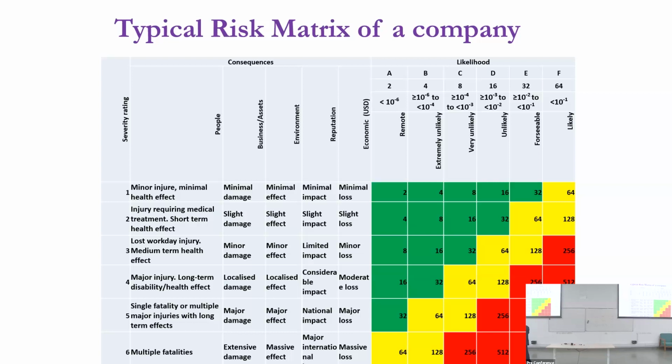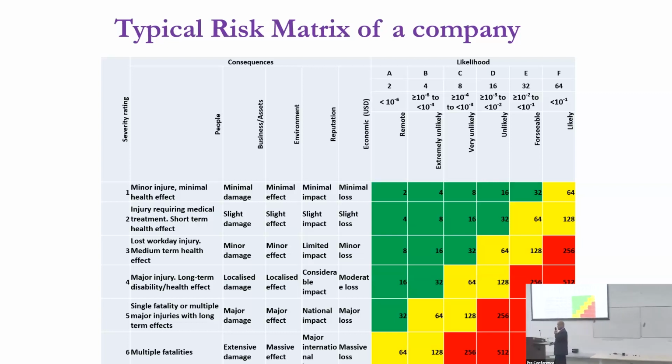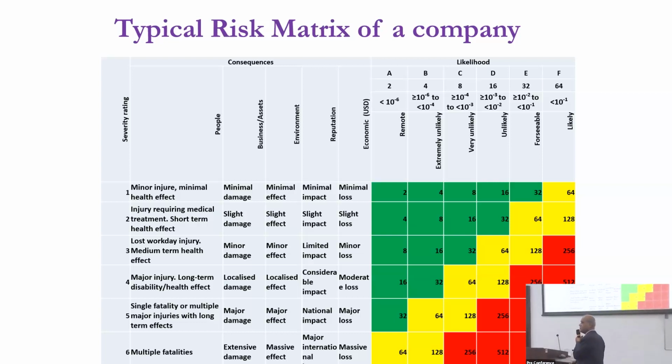The environment, it can cause a small effect, and there are pollution control boards. Every state control board will take care of emissions from the factories. That is what is taken care of about the environment. The reputation, as I mentioned, it can go to the press. It can cause harm to the company's image. So these are the various ways this risk matrix is made for a company, and all the red ones are dangerous things. They have to be brought down either to yellow or to green.